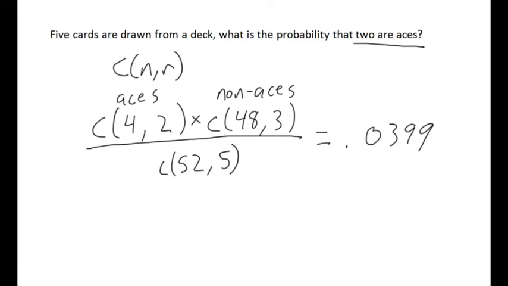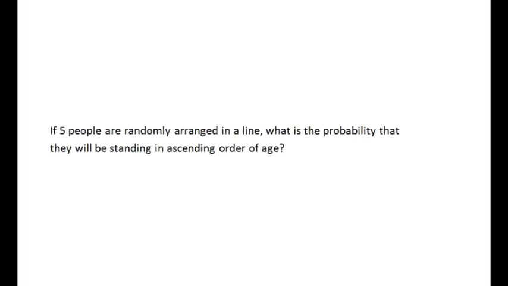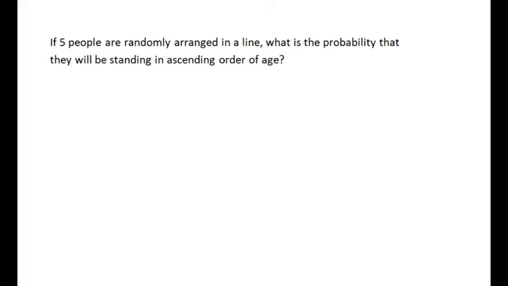Let's look at another example. If 5 people are randomly arranged in a line, what is the probability that they will be standing in ascending order of age? Now in this one, when we see the word order, we can assume that we are talking about a permutation, things where the order matters. Okay? So what we need to do is first figure out how many different ways they can be standing in ascending order of age, and then how many ways can 5 people be arranged in a line.